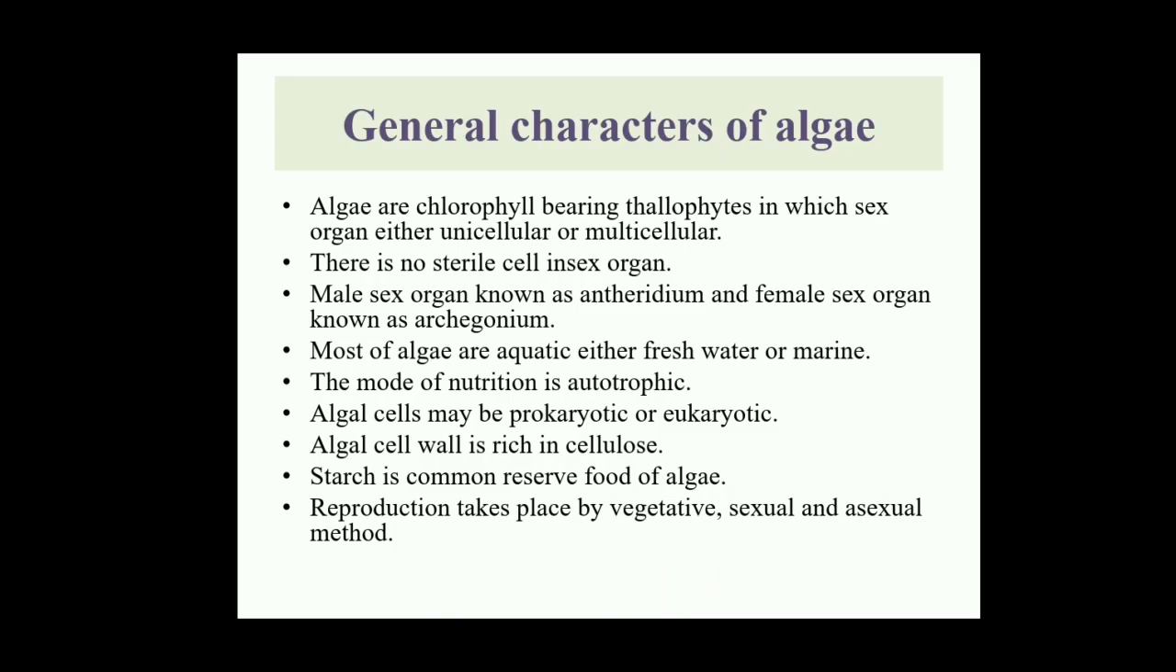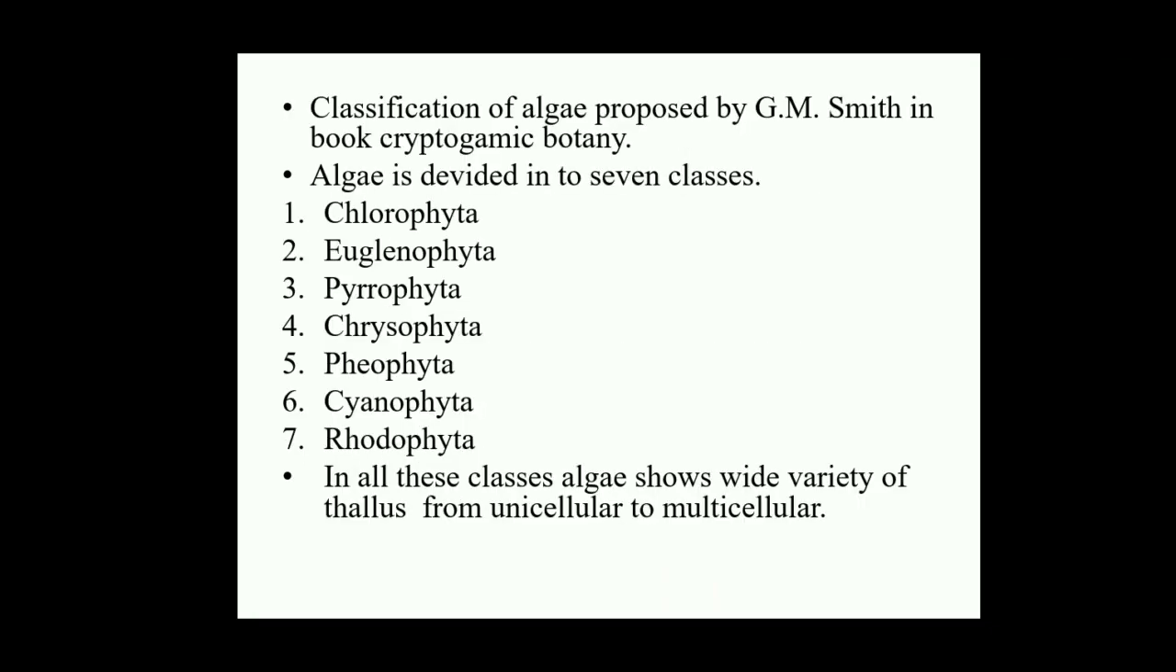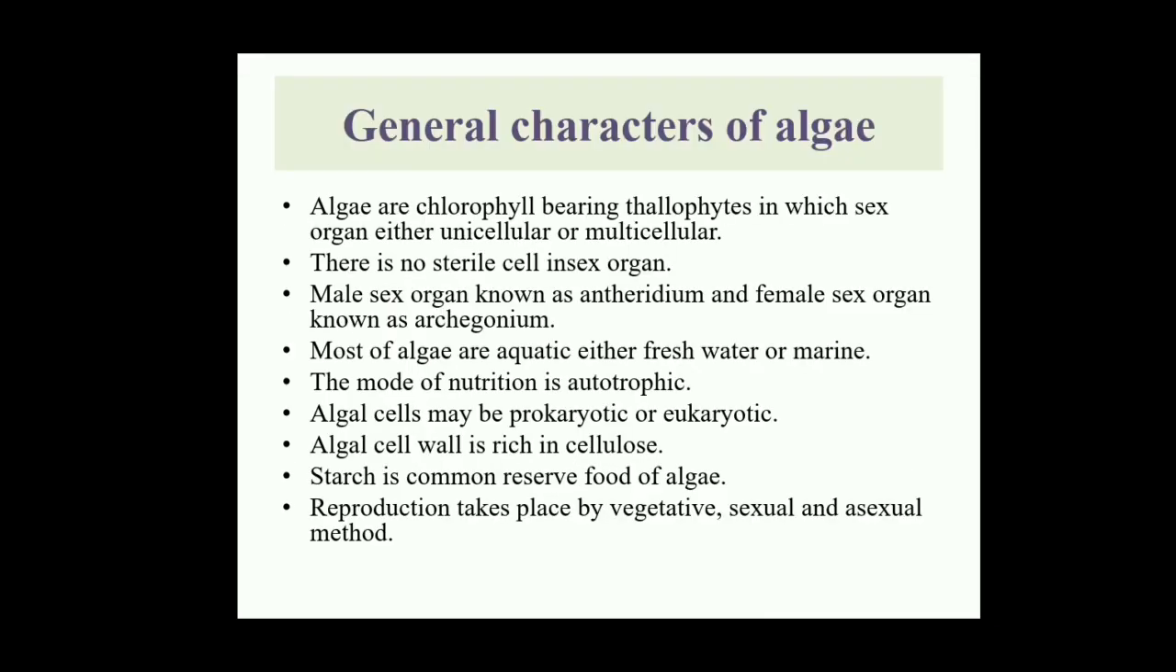Here I have attached general characters of algae for revision. If you find any doubts, then you can find the answer from here. These are the general characters of algae. Algae are chlorophyll-bearing thallophytes in which sex organs are either unicellular or multicellular. Algae do not differentiate into root, stem and leaf, so they are known as thallophytes. There is no sterile cell in the sex organ. In higher plants, there are sterile cells around the sex organ. In algae, these sterile cells are absent. The male sex organ of algae is known as antheridium. The female sex organ of algae is known as oogonium.